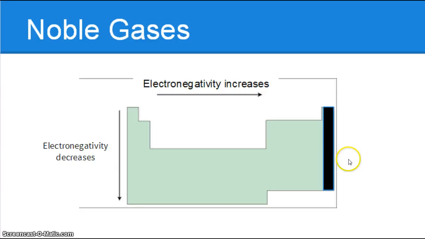So hopefully you got the trends. Ionization and electronegativity follow the same pattern. They both increase left to right, and they both decrease top to bottom because they both involve the force that is due to the effective nuclear charge and the size of the atom.